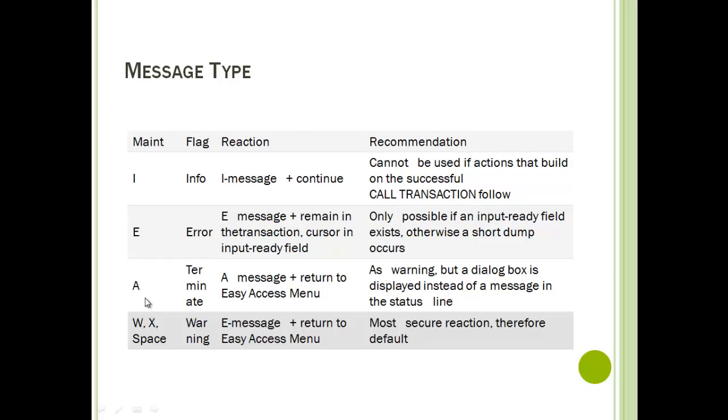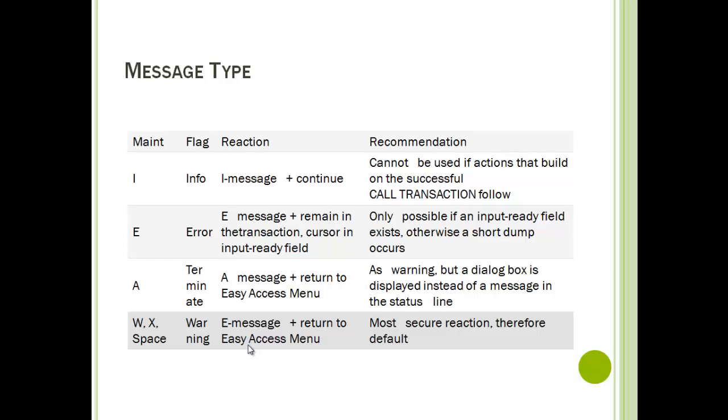And the next one is A. This terminates a message and returns to the easy access menu. It will give you a dialog message saying that you are not authorized for this specific activity. We have other ones called W and X, otherwise it is just left blank. This is a warning. This message returns to the easy access menu. This is the most used one, therefore it's generally the default. It will give you a warning message that you cannot carry out further, and it also stays in the specific menu.